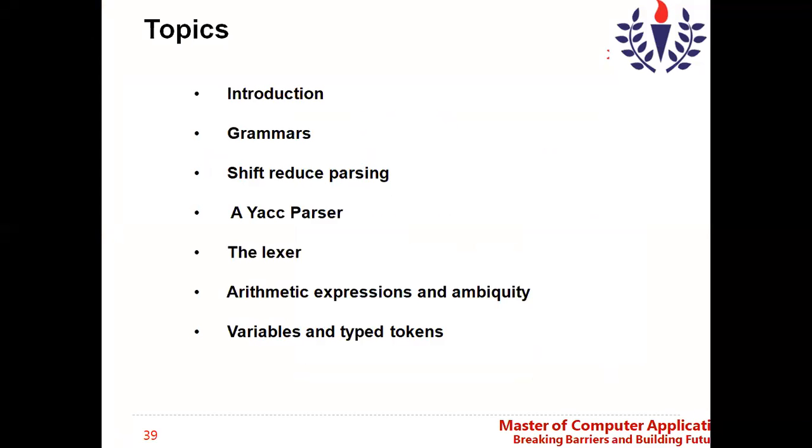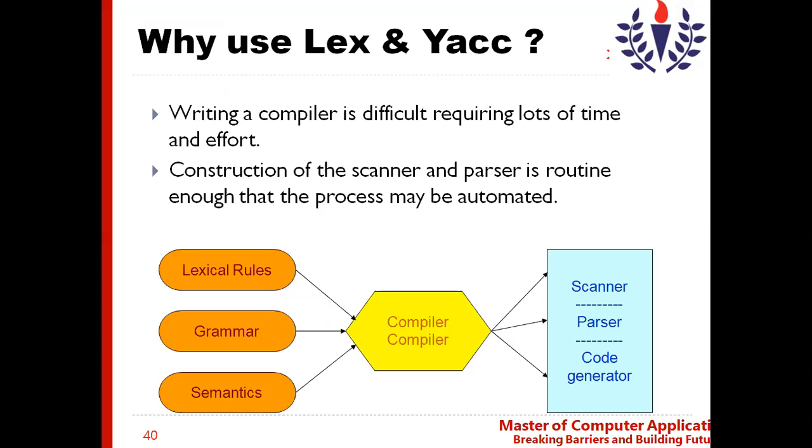These are the topics which we are going to cover in this session. We will be discussing how Yak is being used, what the grammars and the parsing techniques are. Then we will be discussing the definition section, rule section, and user subroutine section in Yak. Then we'll have arithmetic expressions and ambiguity. Finally, we'll be discussing variables and type tokens.